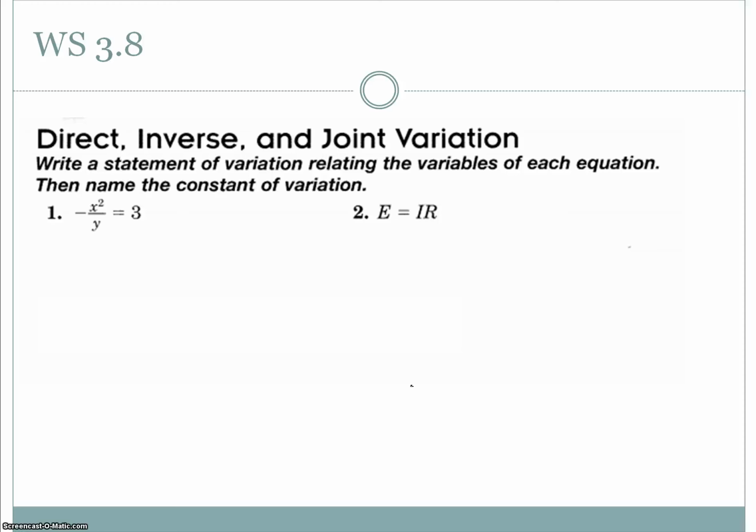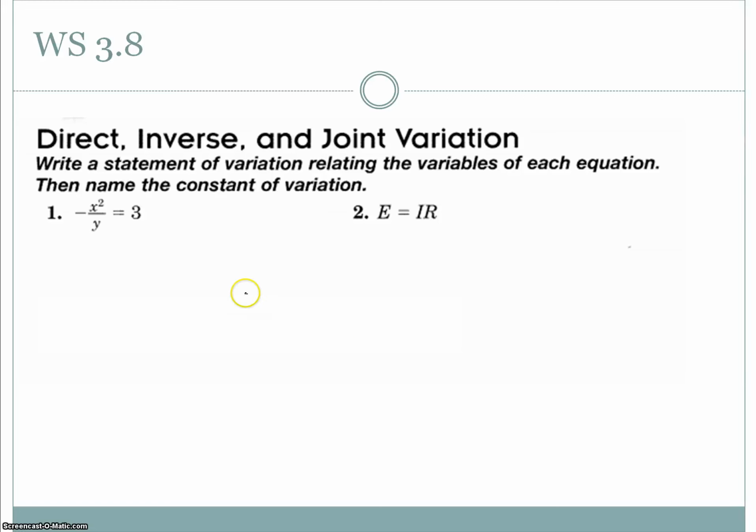One of the first things that it's going to ask you to do is to practice writing those statements, or being able to speak to what kind of variation you have based on the way the equation looks. So let's look at problem number 1 together, and then you'll do the rest on your own. Write a statement of variation relating the variables of each equation, then name the constant of variation.